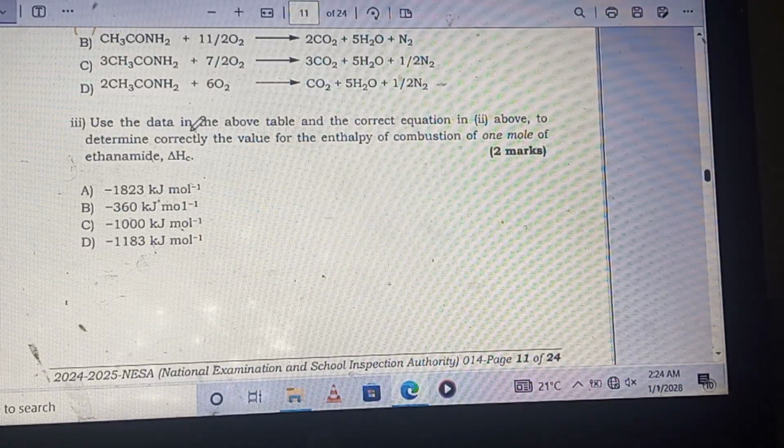III. Use the data in the above table and the correct equation in II above to determine the correct value for the enthalpy of combustion of 1 mole of ethanamide. The correct answer is letter D.